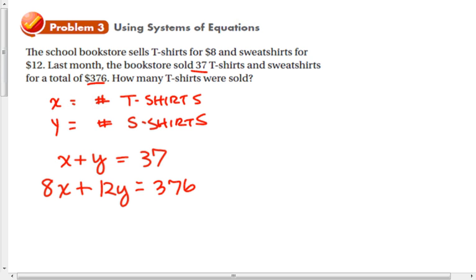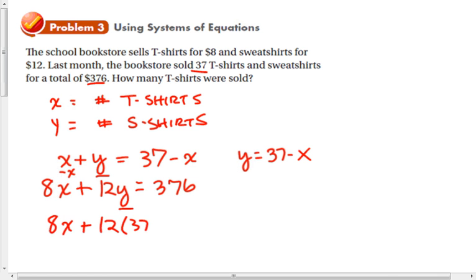Now, we can solve this equation by substitution. If we, say, solve one of these for x or y, let's solve this one for y, so all we have to do is subtract x from both sides. So we get y is equal to 37 minus x. And then we'll substitute that for this y here. So I get 8x plus 12 times the quantity 37 minus x equals 376.